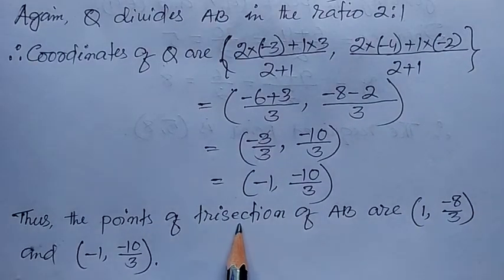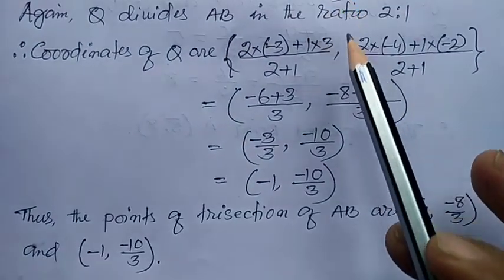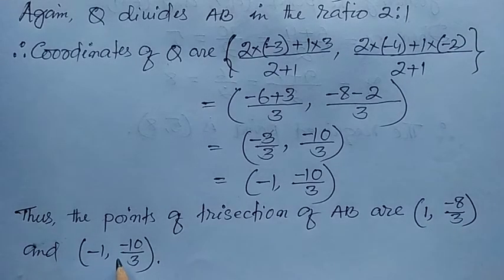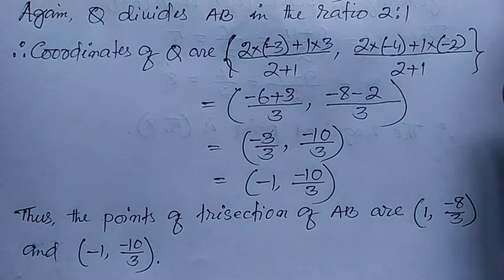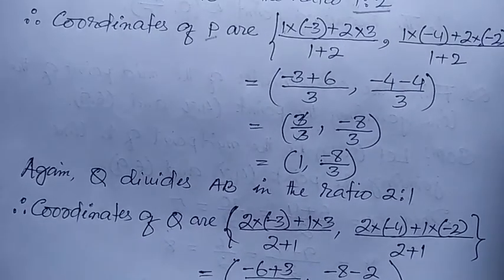Thus the points of trisection of AB are: the first point, the coordinates of P, and the second, the coordinates of Q, are 1 comma minus 8 by 3 and minus 1 comma minus 10 by 3. So this is how we find the coordinates of the points of trisection. This is the example question.